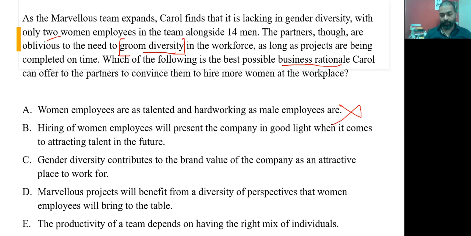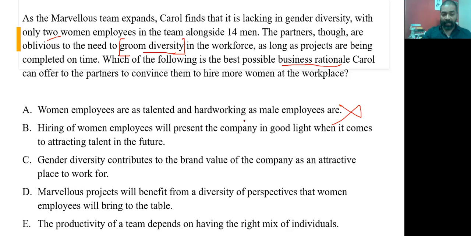Okay, so A is easy to eliminate, because if you're just saying, hey, these guys are as good as, fine, nobody's saying these guys are not as good as that. But we have 14 male employees and 2 female employees already. That's fine. Why do we need to hire female employees? That's the question they're going to ask, right? Or why do we need to dedicate extra resources to hiring one gender or a bunch of genders over and above the male gender, when we can just hire whomever we want with that extra resource? You have to convince them what else is on the plate, right?